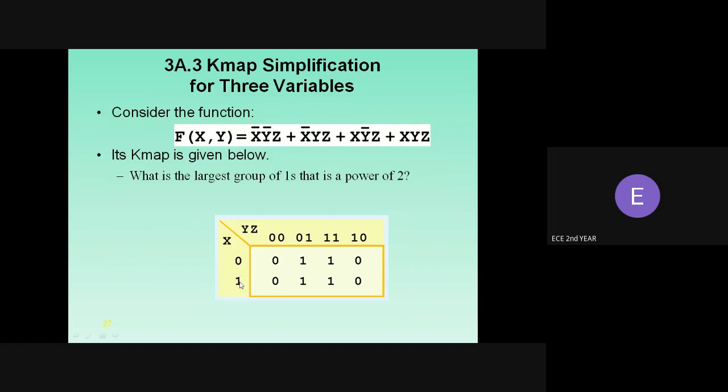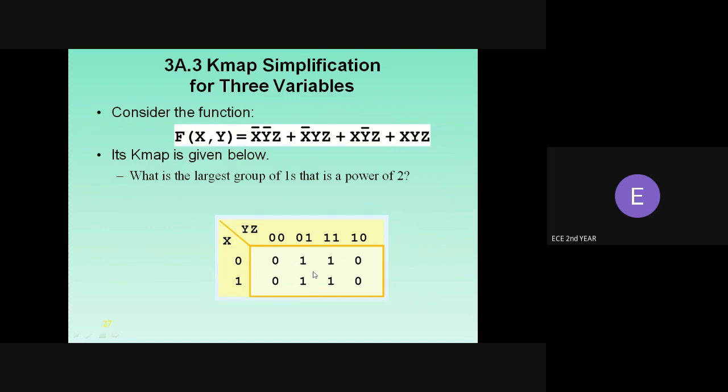So for X we will be having here, and then Y bar Z. Y bar Z means 0 1. So that will be 1. And for the last term X Y Z, X is 1, Y Z is 1. So here another 1 is present.